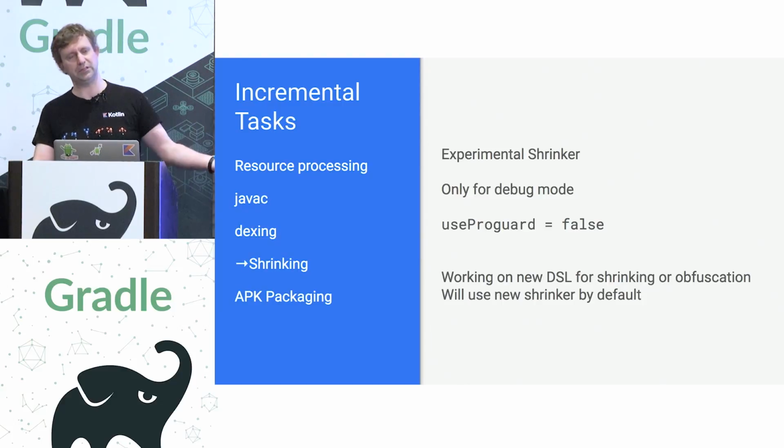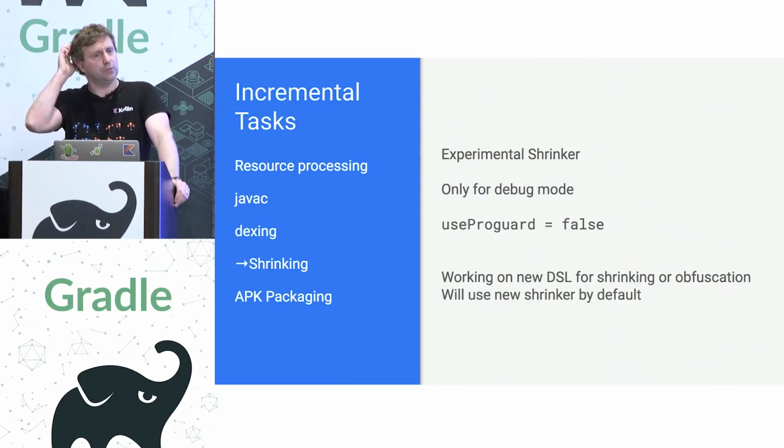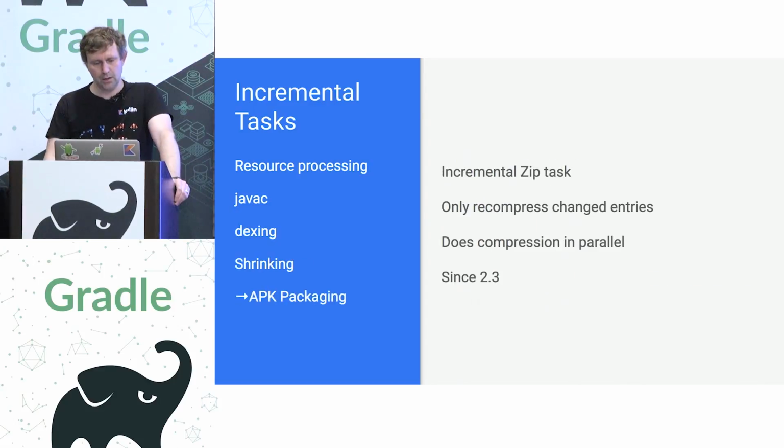And then we'll be able to automatically, if you're in debug mode and only use shrinking, enable a faster shrinker for it. And then APK packaging: some of you have very large APKs, 10, 20, 30, 40 megs or more. And generating those actually takes a lot of time. There's a lot of compression going on.